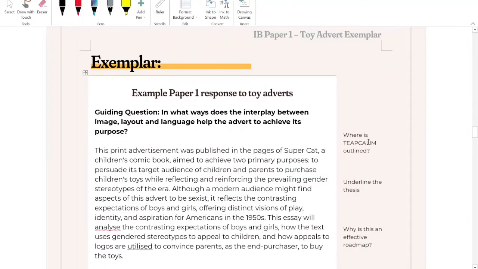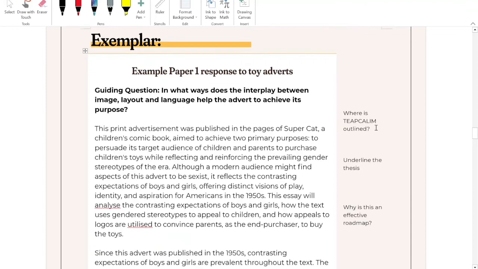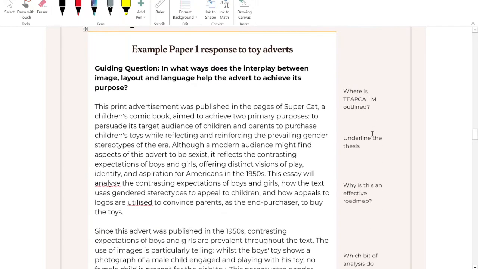Example Paper 1 response to toy adverts. Guiding question. In what ways does the interplay between image, layout and language help the advert to achieve its purpose? This print advertisement was published in the pages of Supercat, a children's comic book, and aimed to achieve two primary purposes. To persuade its target audience of children and parents to purchase the children's toys, while reflecting and reinforcing the prevailing gender stereotypes of the era.